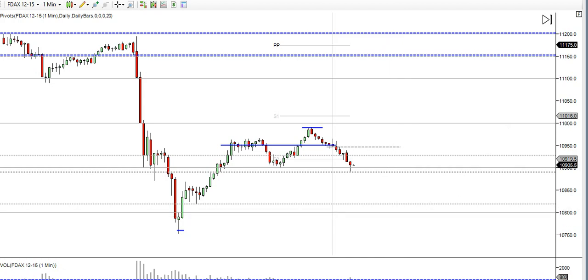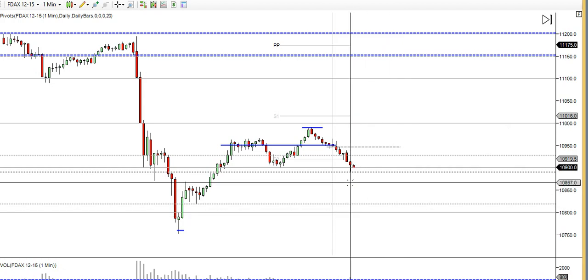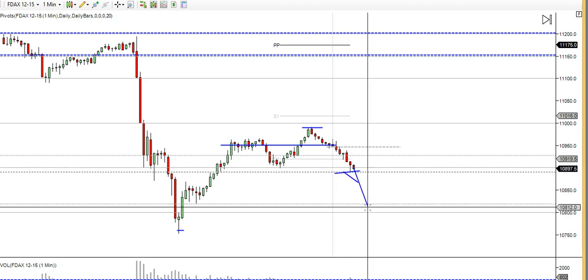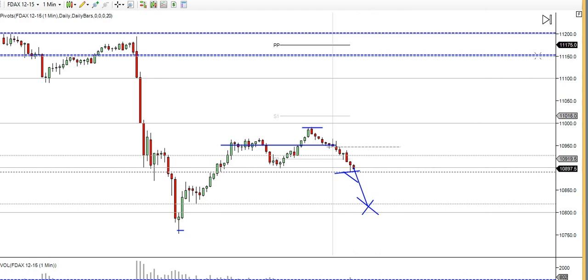So price pulled back down. Let's see if this support here at 900 will hold again, or if it fails and we have a leg lower for a day's low retest.